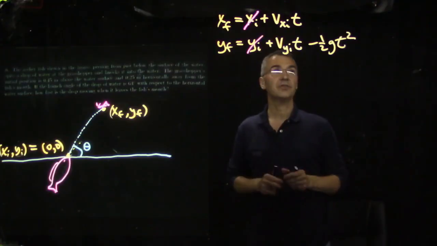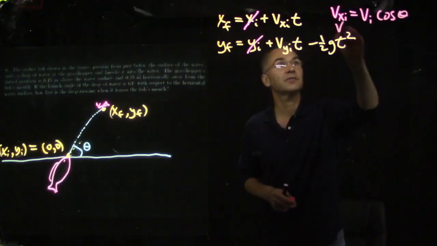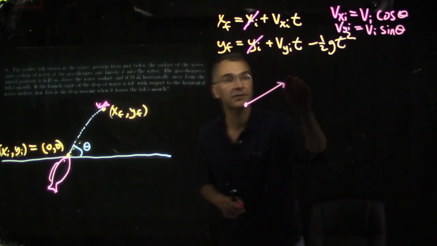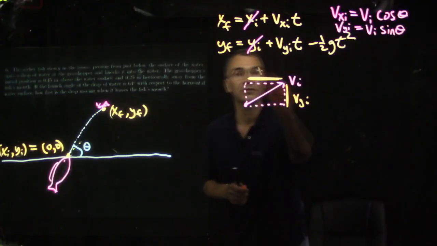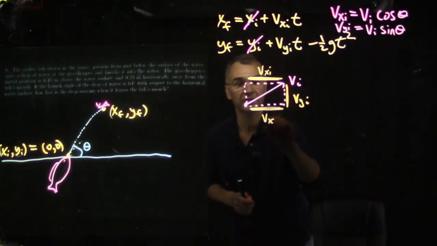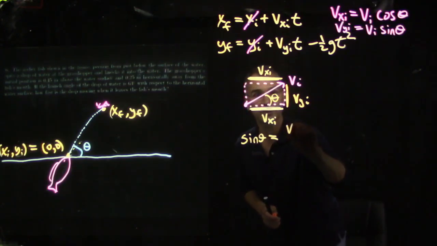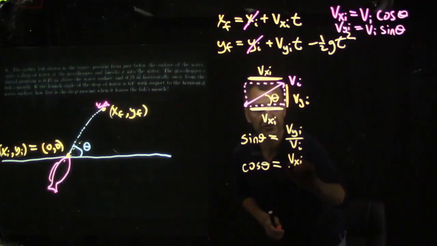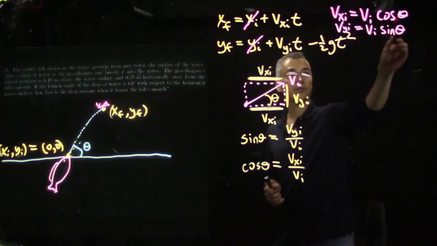In this case, it's convenient for us to say vx initial is v initial cosine theta and vy initial is v initial sine theta. And the way we get that is we can say here is v initial and we can split it up into components. So this is vy initial and this is vx initial. So this is also vx initial and this is theta. Sine theta is opposite over hypotenuse, so that's vy initial over v initial. Cosine theta is adjacent over hypotenuse, so that's vx initial over v initial. So then that gives us vy initial is v initial sine theta and vx initial is v initial cosine theta.